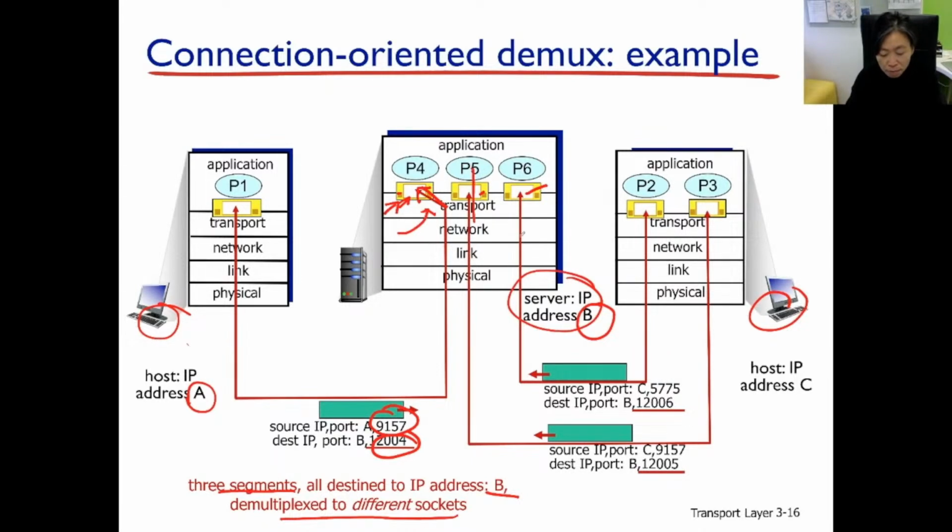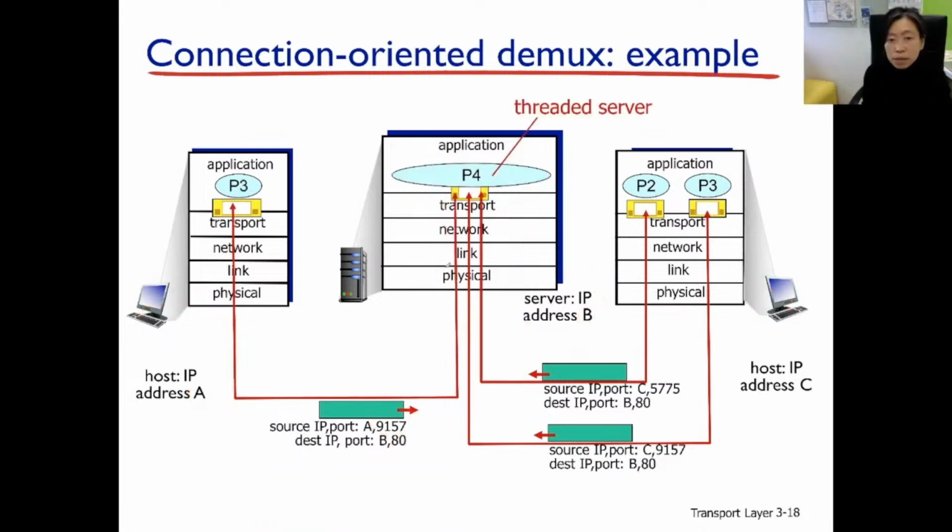So that's the idea behind connection-oriented demux. And the reason it's called connection-oriented demux is because it's not only looking at the destination, it also cares who the source is. So it's almost like there's already one connection between the source and destination, the socket.